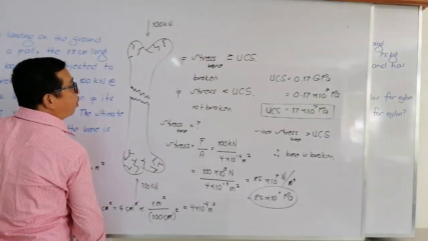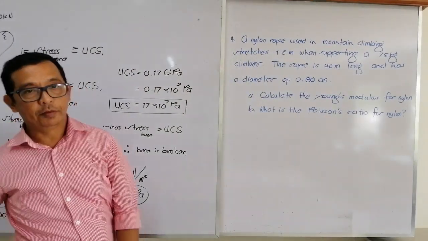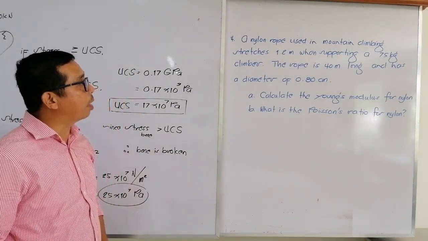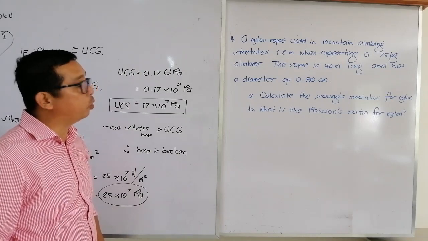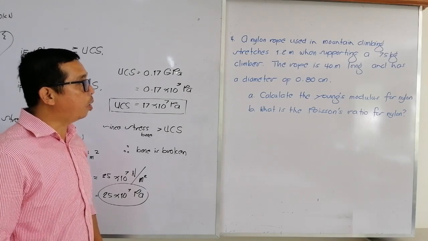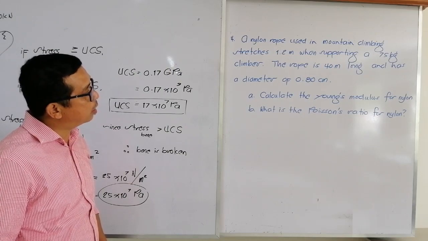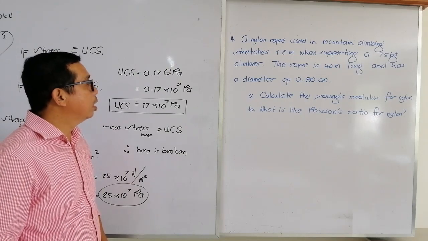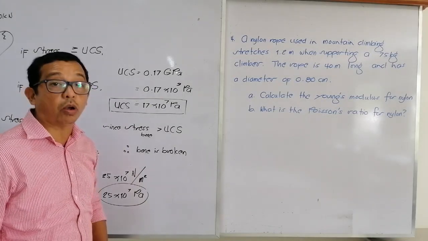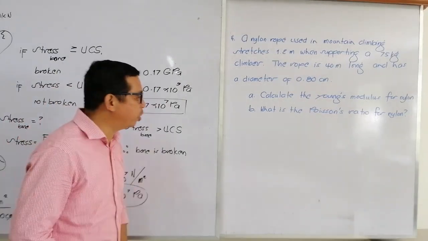Okay? So, for problem number 4, what do you have here? Problem number 4. A ladder rope used in mountain climbing stretches to 1.2 meters when supporting a 75 kilogram climber. The rope is 40 meters long and has a diameter of 0.80 centimeters. Now we are tasked to solve for the Young's modulus of nylon and the Poisson's ratio of nylon. Pwede, na-imagine naman natin sa question eh.